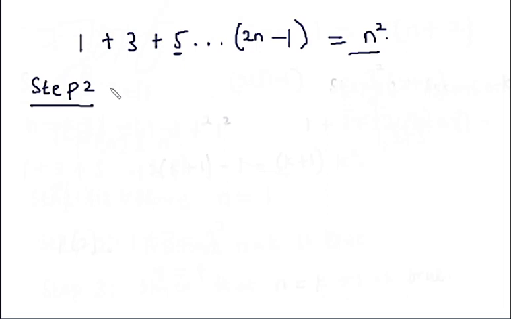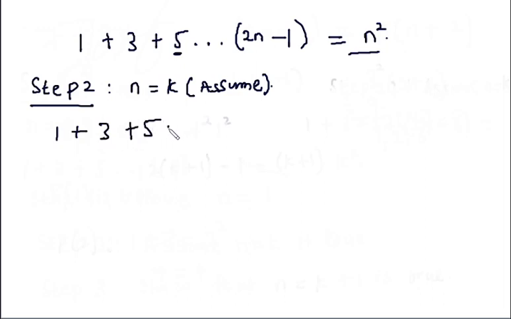So for step 2, we can assume that n is equal to k. This is an assumption, and we assume that n is equal to k is true. So we can rewrite this statement by saying 1 plus 3 plus 5, and then on up to 2k minus 1, and then this is equal to k squared. That's all for step 2. Step 2 is simply replacing n with k.